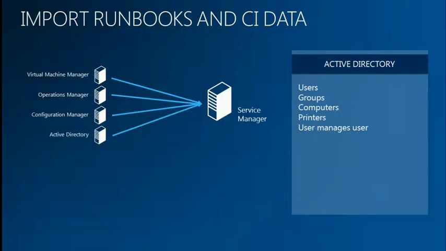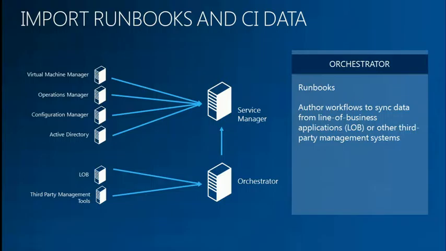From Active Directory, we get user, group, computer, and printer information. And if you want to get information from other repositories, other third-party management tools, or other line of business applications, SQL databases, and the like, we can leverage Orchestrator, create a runbook to import that data into the CMDB and update it. And schedule it to continue updating.